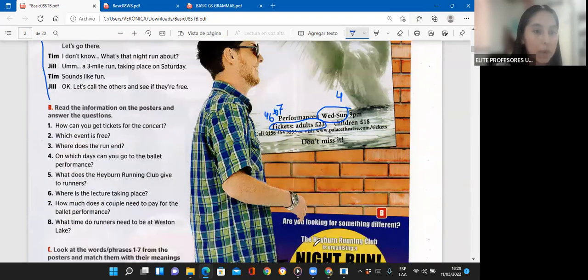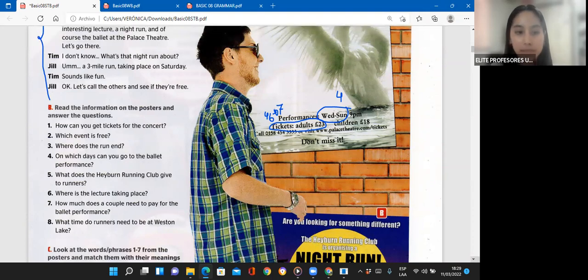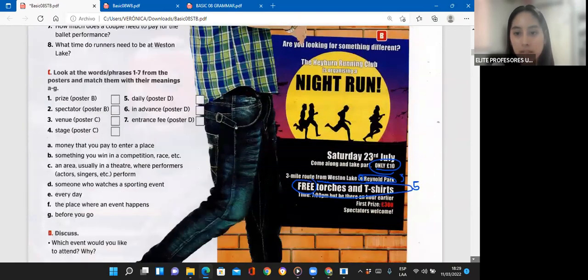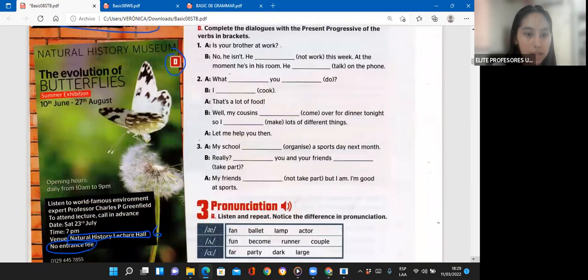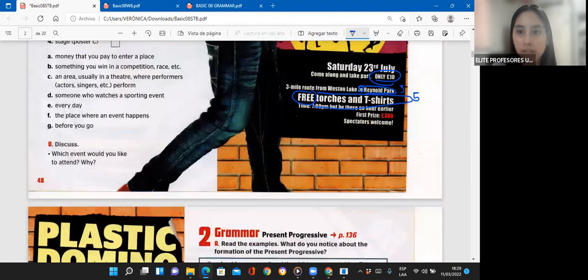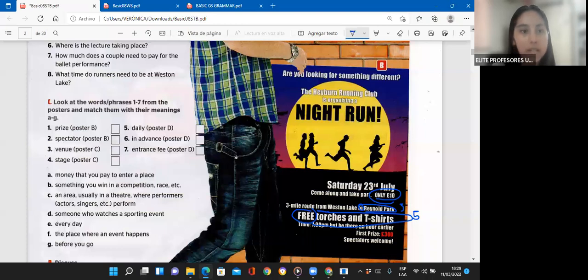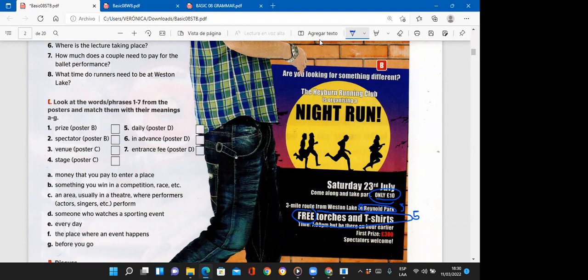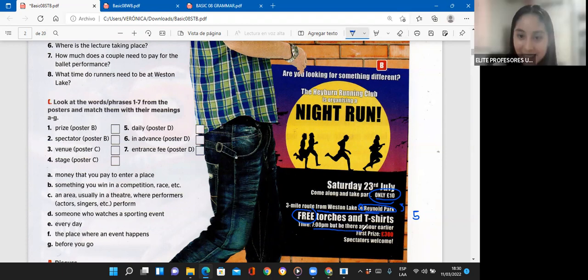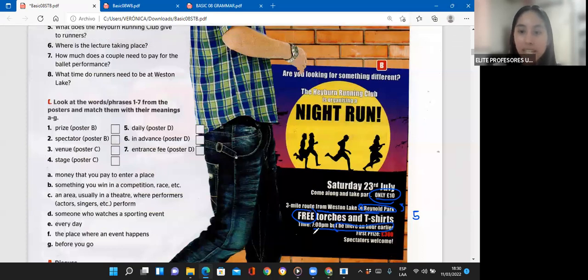Let's continue. Okay, the last one. What time do runners need to be at Weston Lake? Which one is Weston Lake? Yes, it's this one. It's PM. Six or seven? Seven, but look here, it says be there an hour earlier. So it's 6 p.m. That's right, very good. That is 8, excellent.